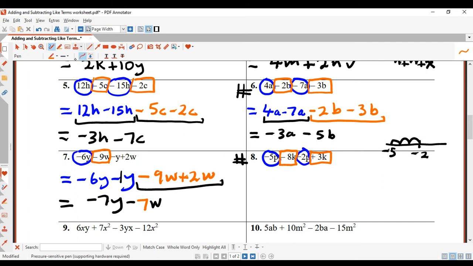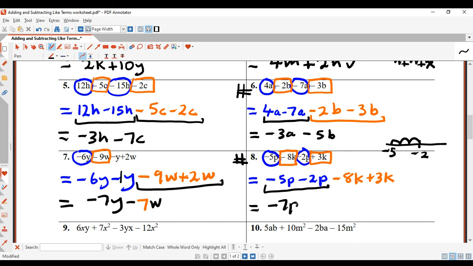All right, so next question. So let's put the like terms together. So we've got negative 5p minus 2p. We're putting those together, and then we're putting these together, negative 8k plus 3k. Now we're going to collect the like terms and simplify them. So we're going to put this pair together first. Negative 5p take 2p is negative 7p. Now, be careful here. This is negative 8k plus 3k, which is negative 5k.